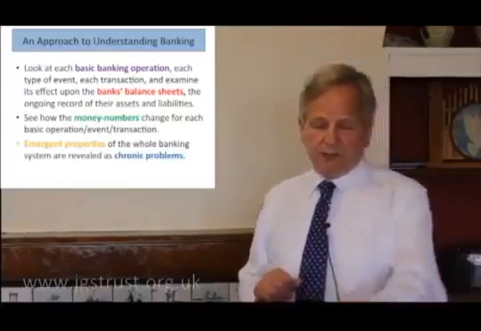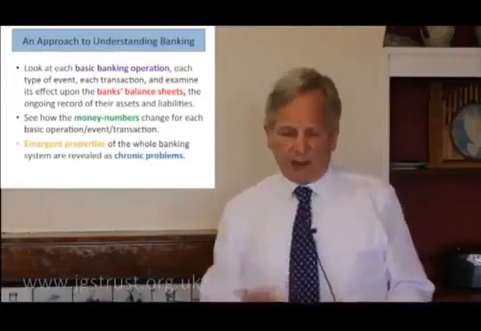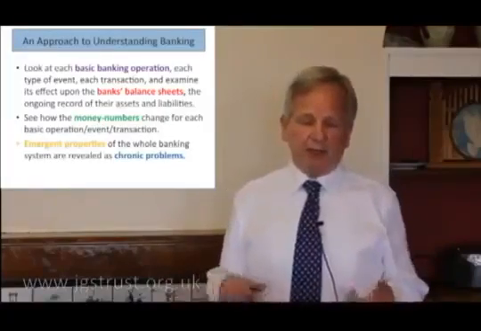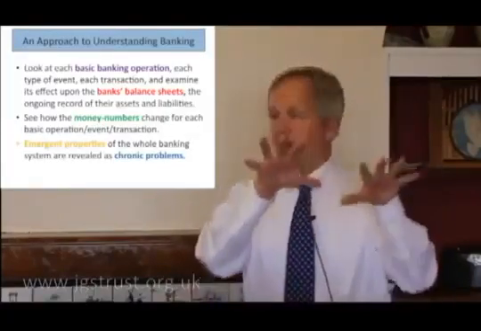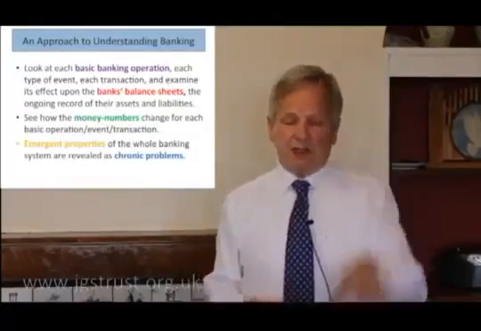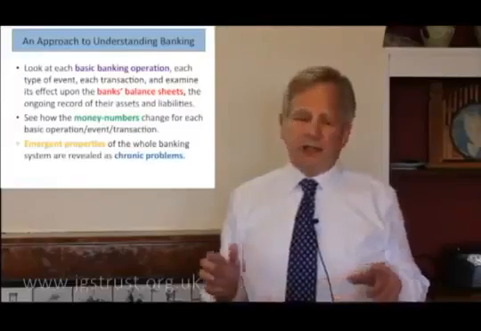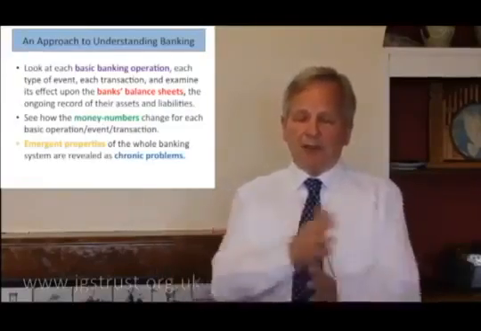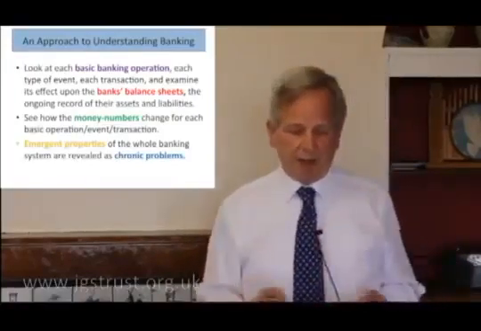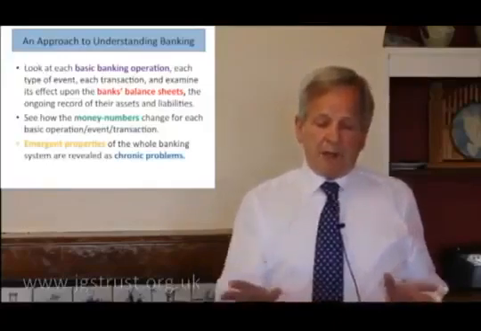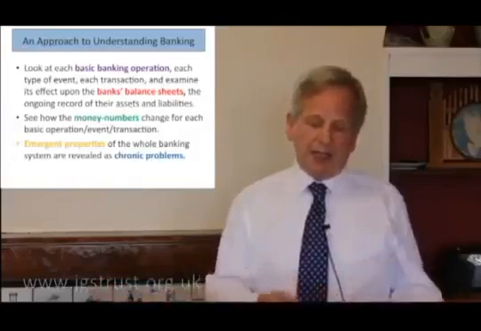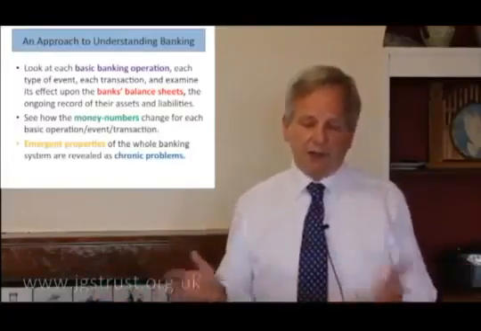So we look at what's called the bank's balance sheet, and we'll go on to that in the next slide. What is a balance sheet? It's just an accounting convention where you list on one side of the paper, one side of the computer screen, all the assets of an entity, and on the other side all its liabilities. And double entry bookkeeping is a way of maintaining exact balance between these two sides. We'll see that. So then we see how these money numbers change for each basic operation: putting money in, taking it out, transactions, moving it from one account to another.